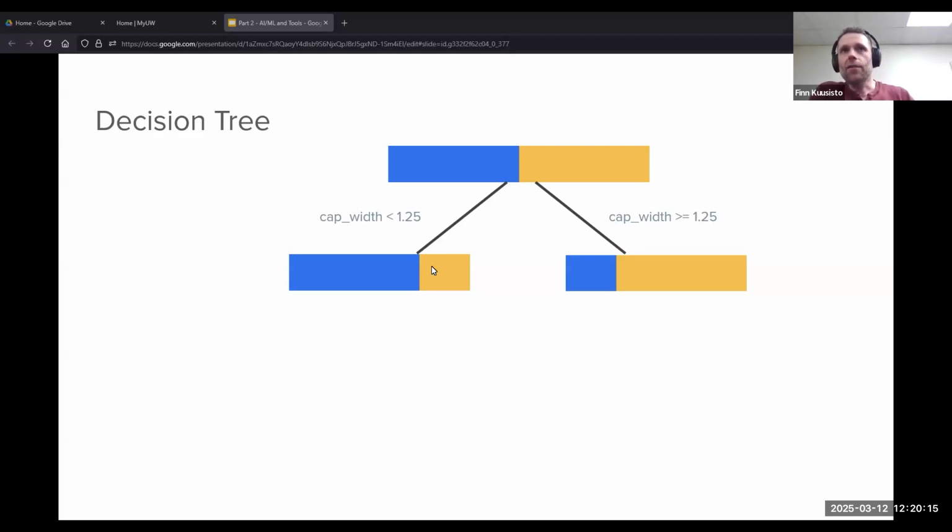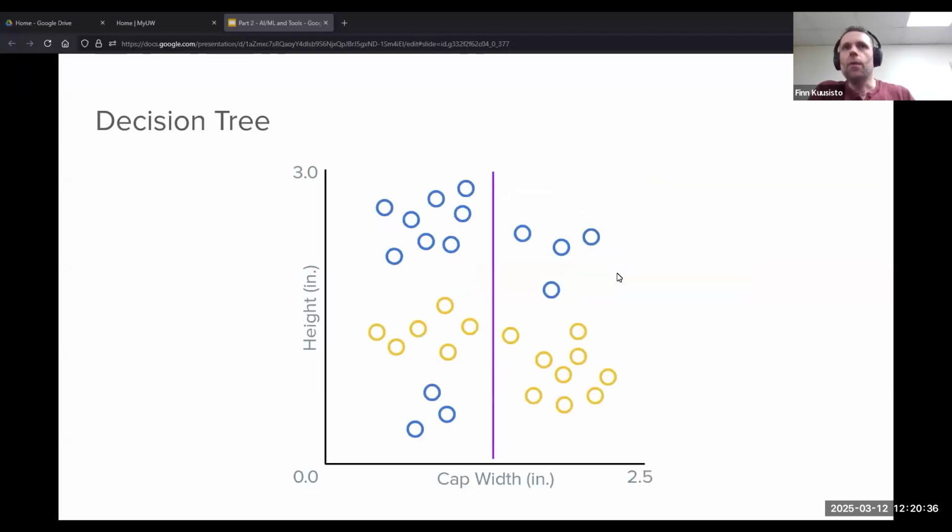When I divide the examples up into that space, I get better information. In this bucket, there are more blue than orange. So if I were to randomly draw a sample in that space, I would have a better chance of guessing correctly that it is blue versus orange. And the opposite is true for the other side. What that looks like is I've first drawn a line in the space at cap width 1.25, so roughly halfway in this space.